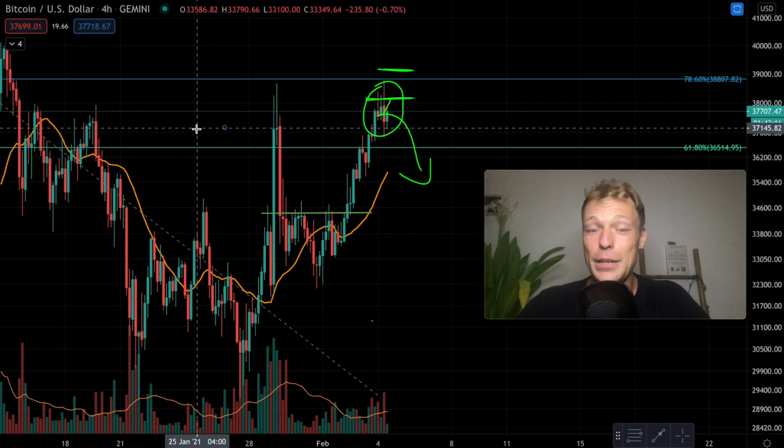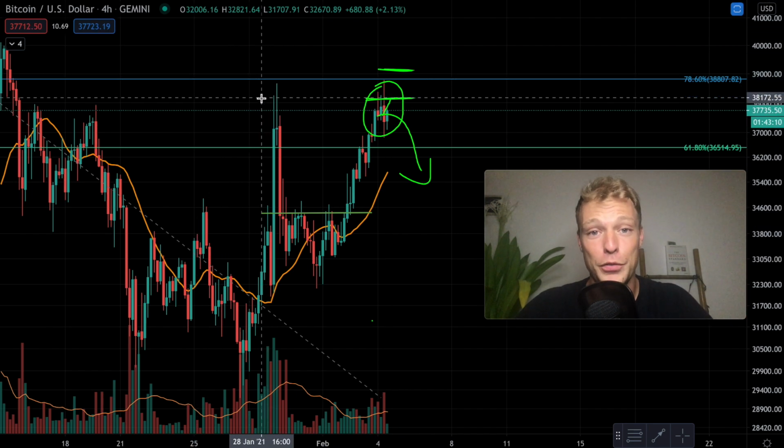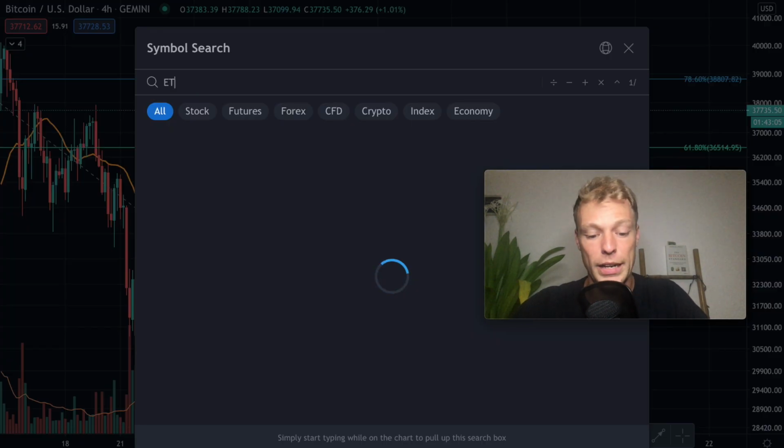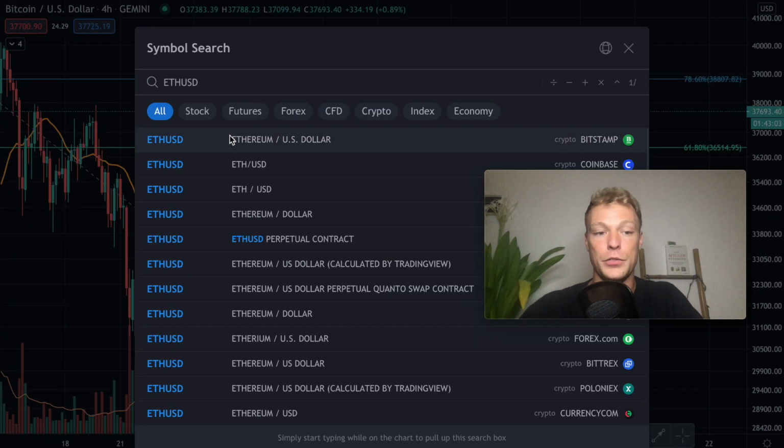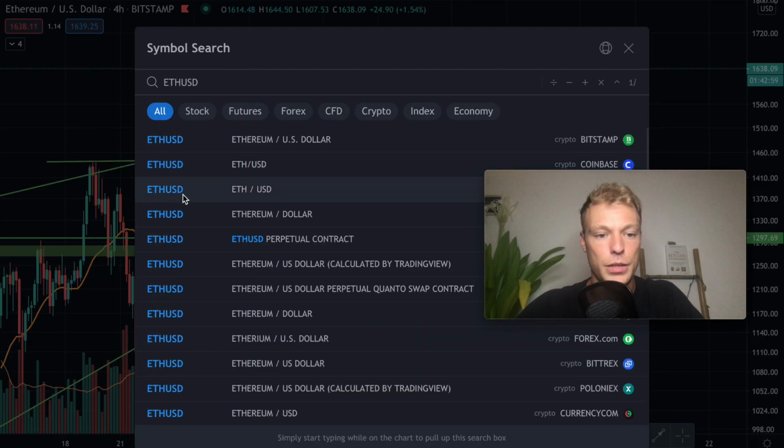But guys, that really depends on your risk management, and I have another example where this trade was actually very profitable for me and for you guys right here on the channel, and that was when we were trading Ethereum in the US dollar comparative. So let's go to Ethereum in the US dollar comparative. Let's take another chart right here.